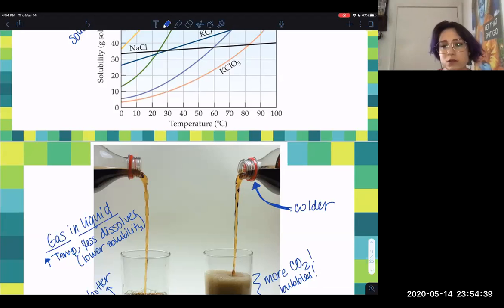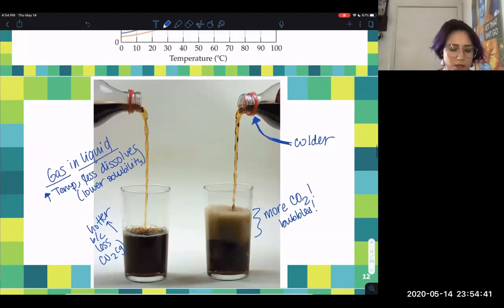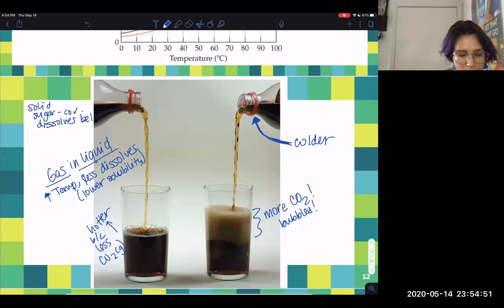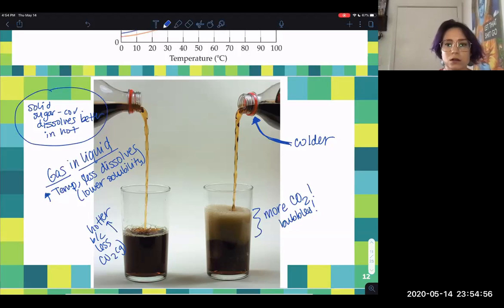This is CO2 aqueous. Let's just think about this. So solid sugar is covalent. It dissolves better in hot. Okay, solid sugar dissolves better in hot water. But this covalent gas, so the gas part is definitely a reason. And we'll talk about that in just a second. But there's another reason why CO2 doesn't like water. I'm using the word like as a hint here.